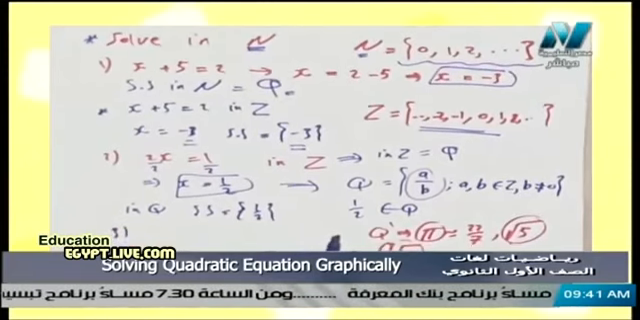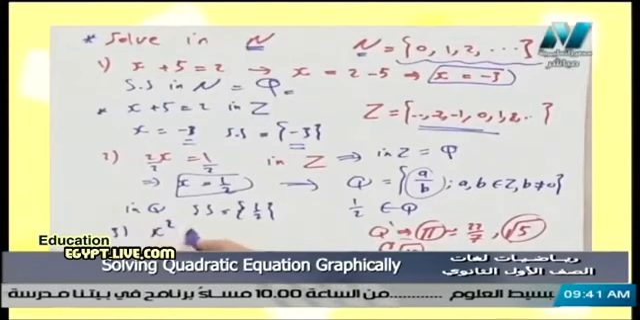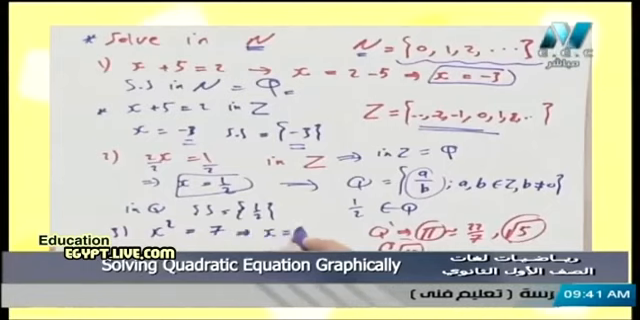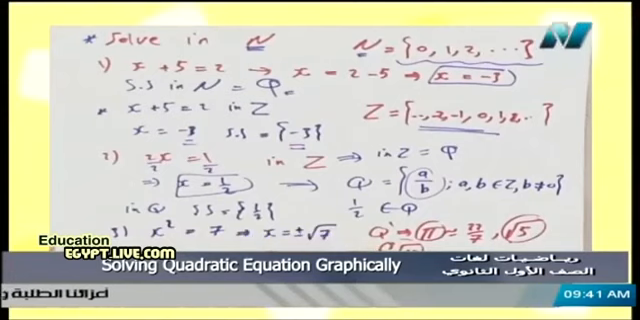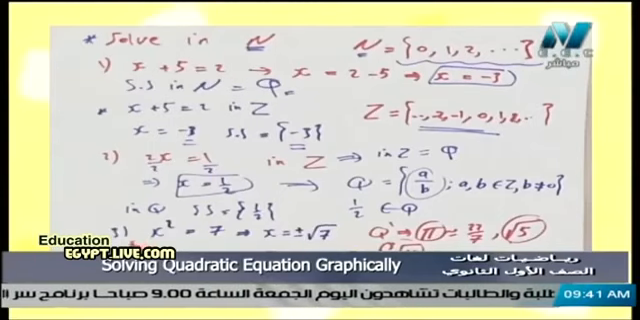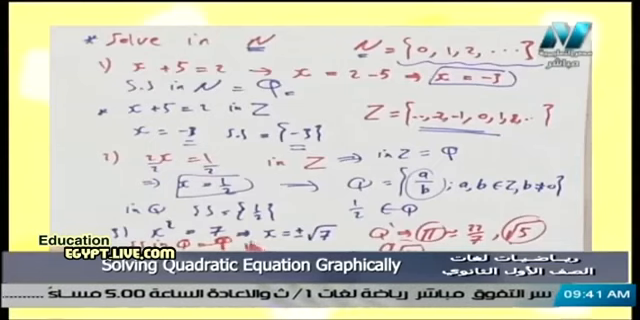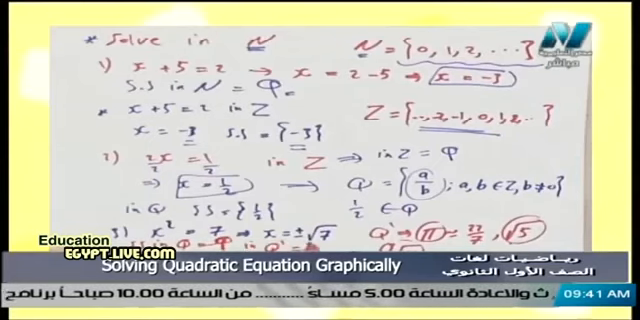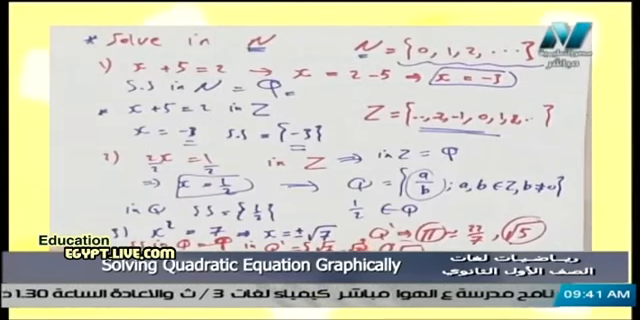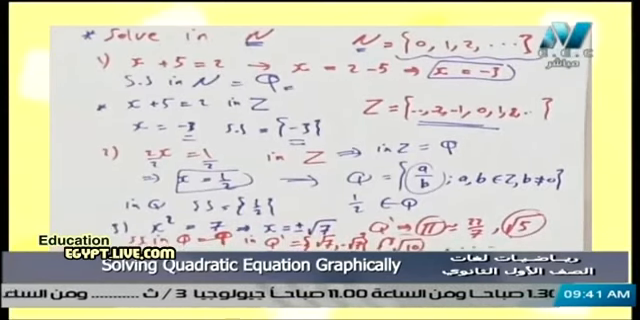Okay, so if we have an equation like that, x power 2 equals 7, so x will be equal to positive or negative square root 7. The solution set of this equation in Q is empty, but in Q dash it will be square root 7 and negative square root 7. Okay, so we will extend to real numbers.